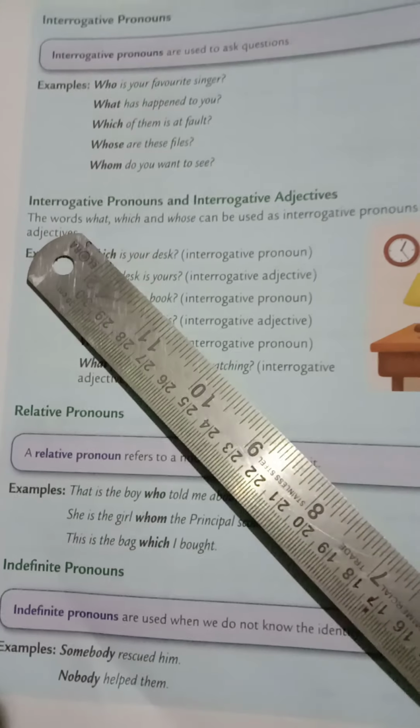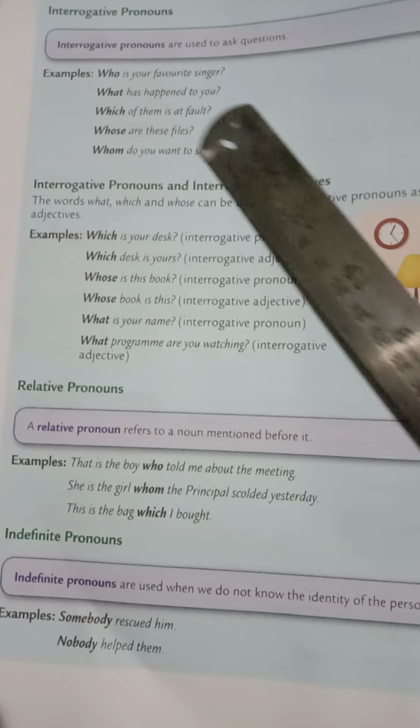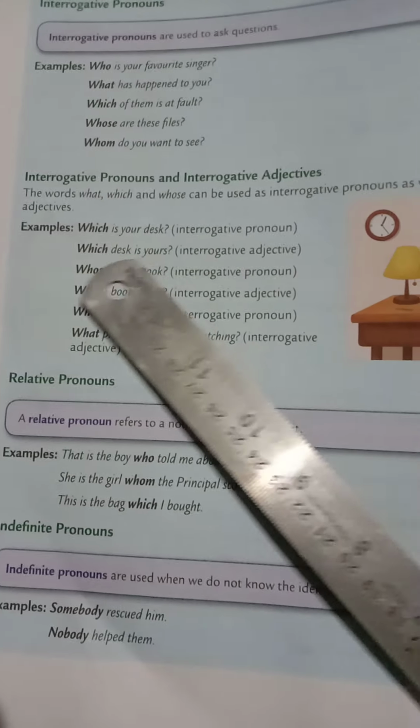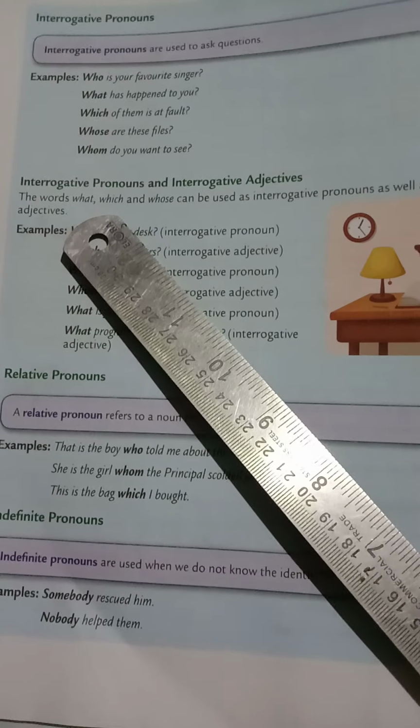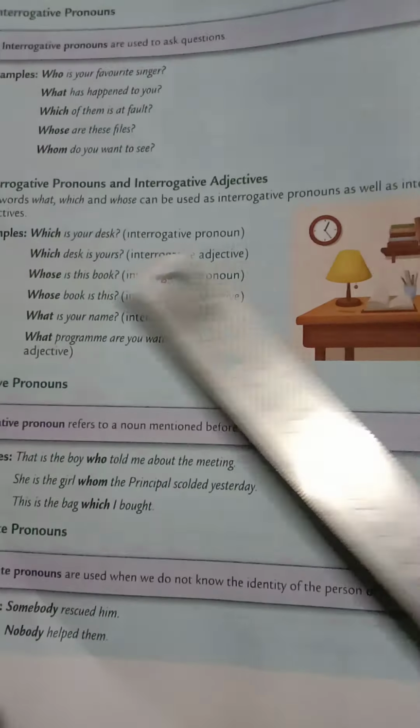Okay. So interrogative pronoun and interrogative adjective. Here we will see the relation and the difference between interrogative pronoun and interrogative adjective. The words what, which and whose can be used as interrogative pronoun as well as interrogative adjective. For example, which is your desk? When I say which is your desk, this is interrogative pronoun because your desk comes after. So from here we can know this is interrogative pronoun.